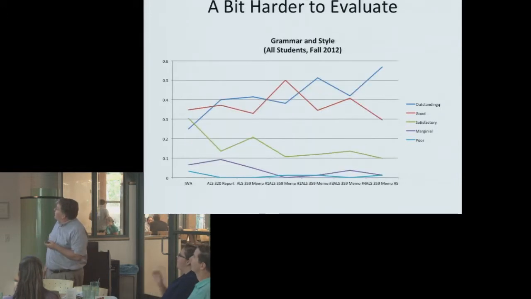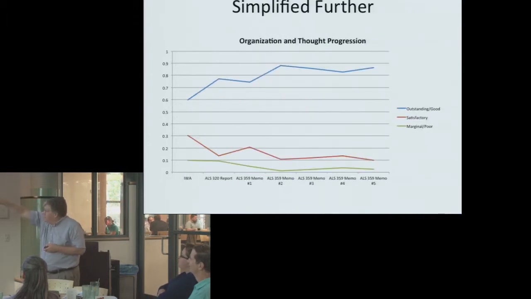So that's one finding. This one, though, is the grammar and style, which I found a bit harder to evaluate, basically. So it's the same sort of thing, but a lot of them were in the good and outstanding range. There's a decline in the lower ones, which we found good, but that's what we got there.